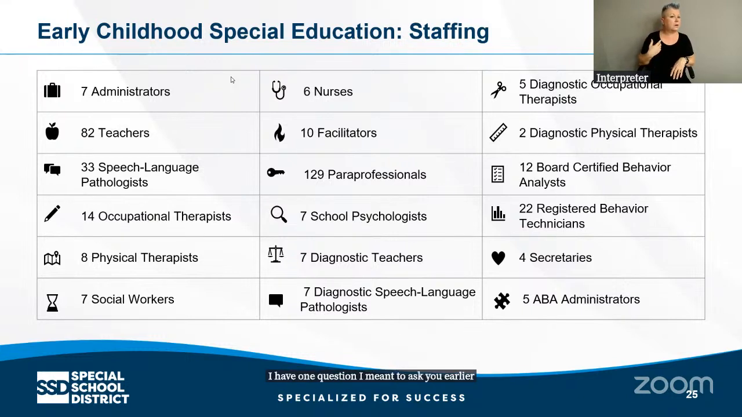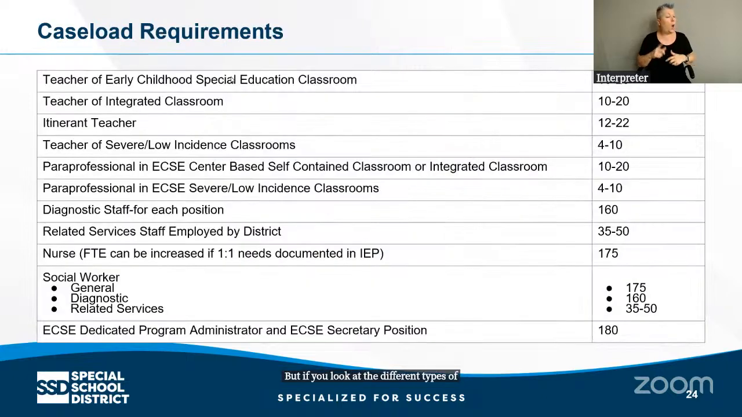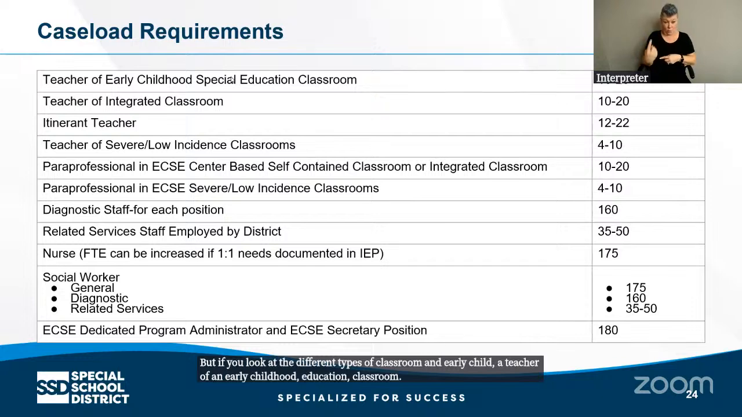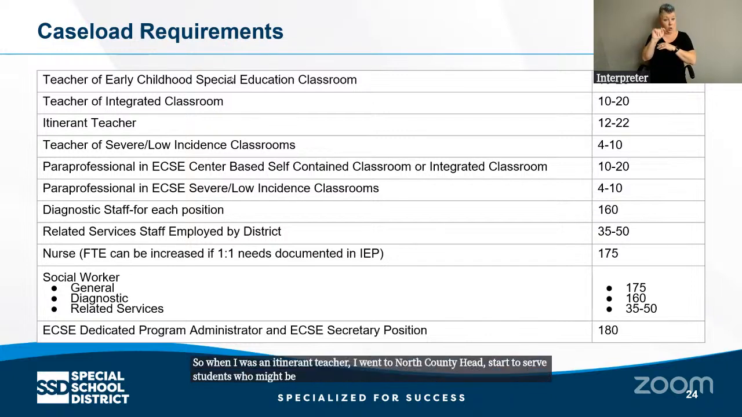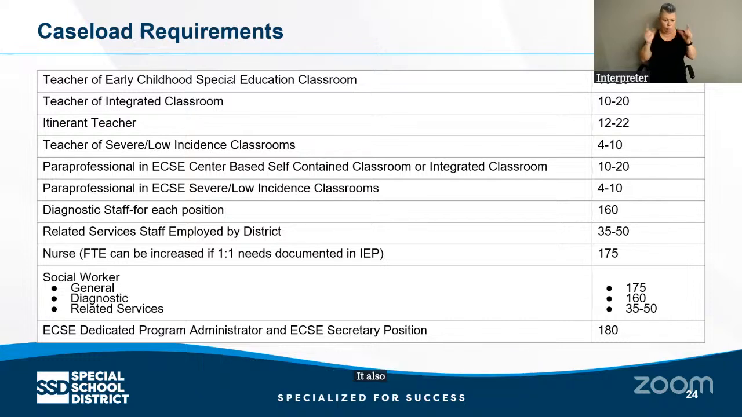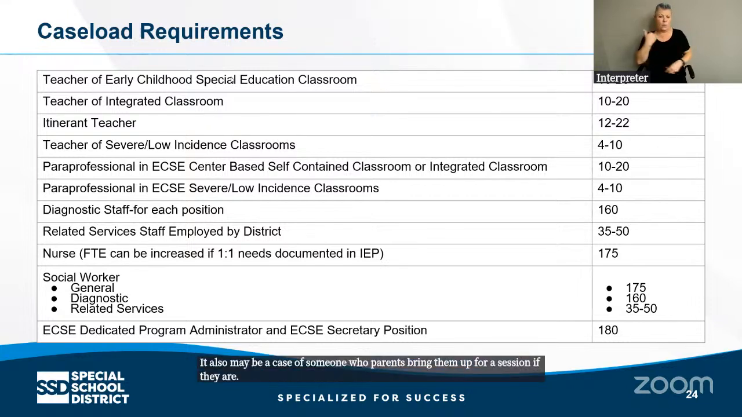What is itinerant? If you look at the different types of classroom, an early childhood special education classroom is typically a self-contained classroom, or it might be an integrated classroom. That is a room established for students who have an IEP. If you have a teacher who has an integrated group, we are the traveling teacher. When I was an itinerant teacher, I went to North County Head Start to serve students who might be there. If I was attending Parkway, I may go into the Parkway general education programs and show those students what they might need in that larger group setting, or if it's something they need to work on in a smaller group, I might pull them out with some students and we might work together. It also may be a case of someone whose parents bring them up for a session if they aren't enrolled in there, and so they are our version of a resource.